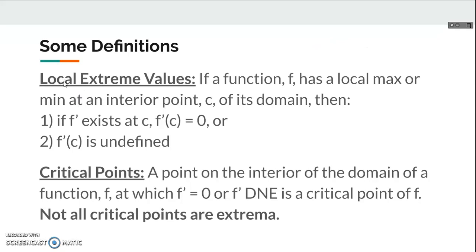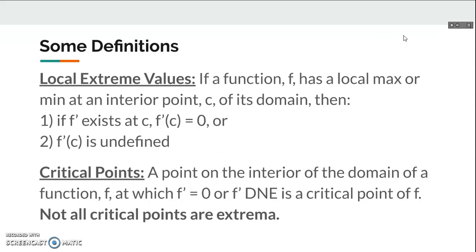If you're looking for local extremes, the only place that can happen is if the derivative is equal to 0 or the derivative is undefined. We call these points critical points. So the max or the min would happen at a critical point. Not all critical points are going to be a max or a min because you might just flatten out and then keep going up. You're going to look for a sign change, but any local max or local min will happen at a critical point.